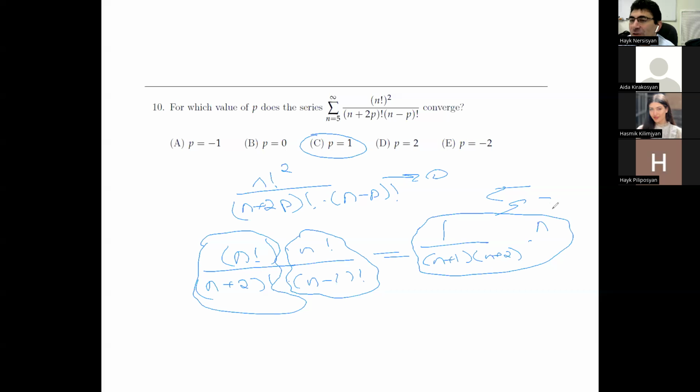Is it convergent or not? Doesn't it act like 1 over n? Right, it behaves as 1 over n, and by the limit comparison test, we can see that it behaves as 1 over n, and a series with 1 over n is divergent.